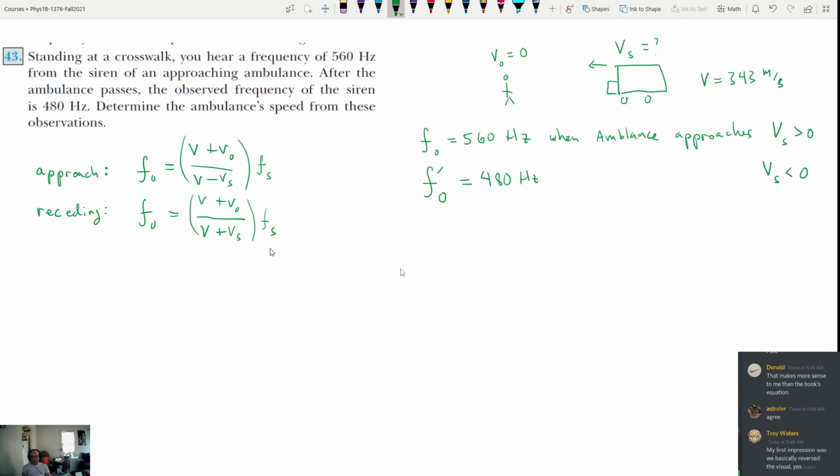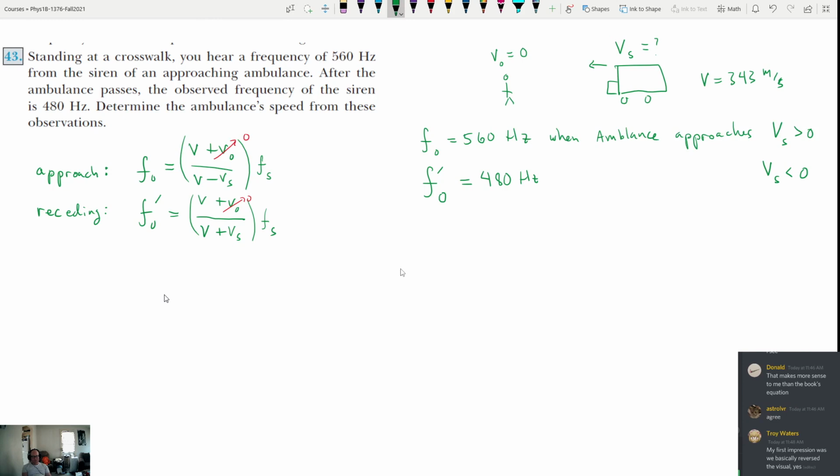Does that make sense how we would have those two different equations there? And then we can say the observer velocity is 0. And I left off one other thing here. These are different. This is FO prime, and that's FO.